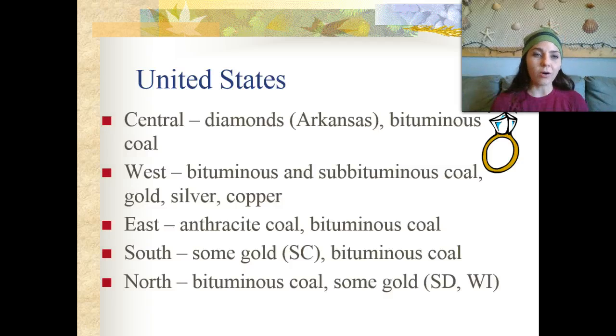Around the United States as a whole, in central United States, we have diamonds, and in Arkansas, we have bituminous coal. In western United States, we harvest bituminous and subbituminous coal, as well as gold, silver, and copper. In east United States, we have anthracite coal and bituminous coal. In the southern United States, we have some gold in South Carolina, and then we have bituminous coal. And then in the northern United States, we have bituminous coal and some gold.